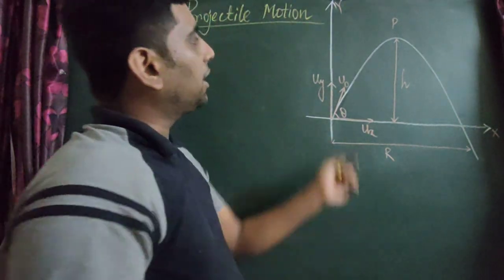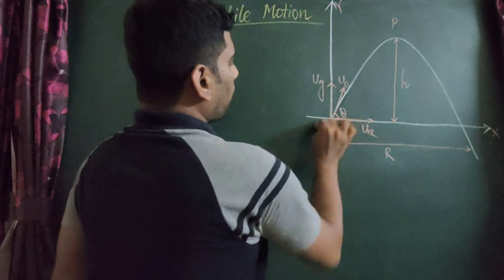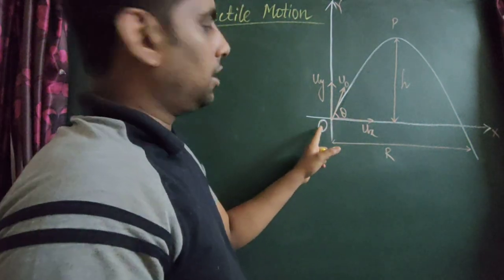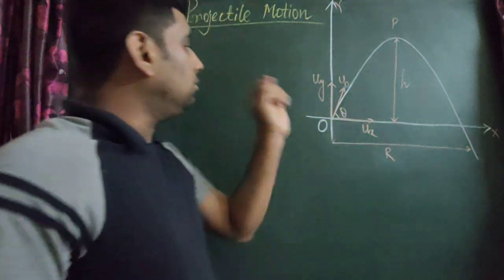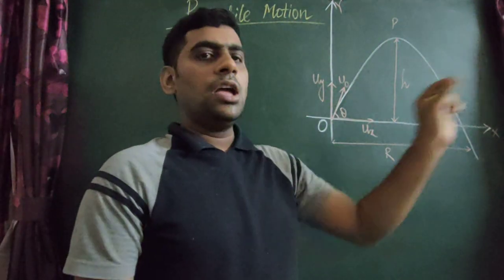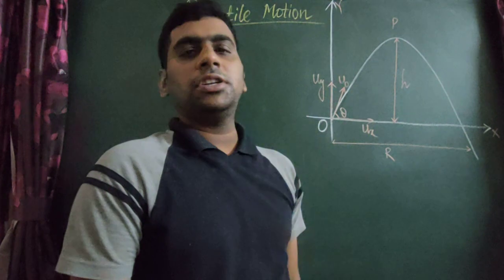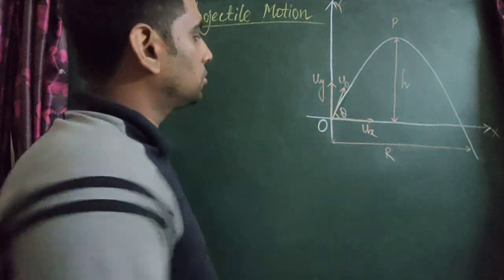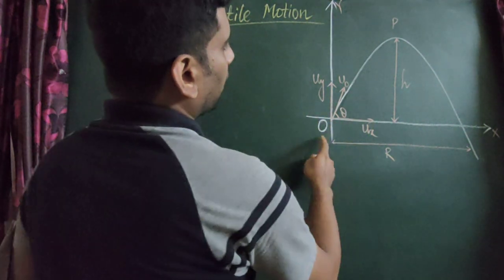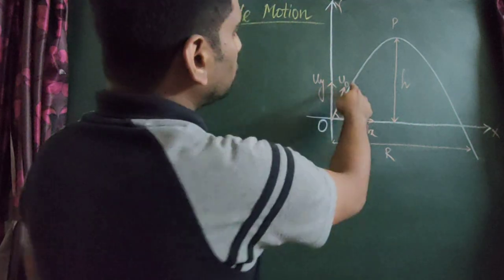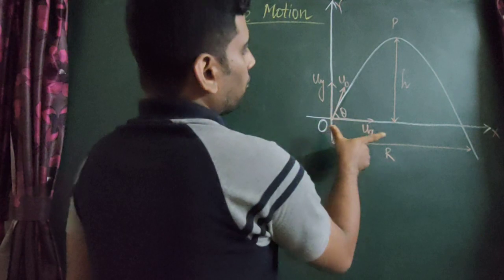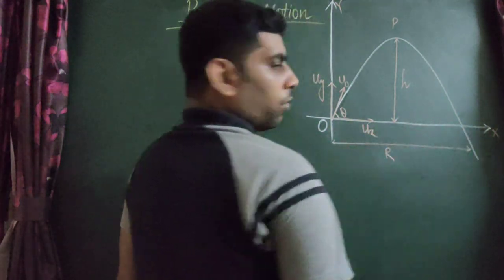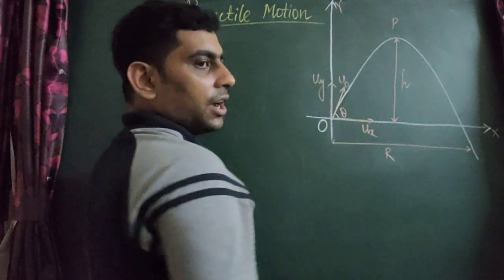See, for this I have taken a diagram. Suppose this is the point of projection O. Remember one thing, the object which is going through the air is called the projectile, and the path which is followed by the projectile is known as the trajectory. So suppose O is the point of projection from where an object is thrown with an initial velocity u0, making an angle theta with the horizontal axis OX, and OY is the vertical axis.